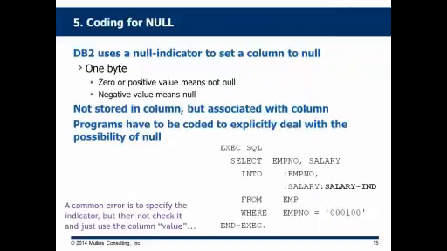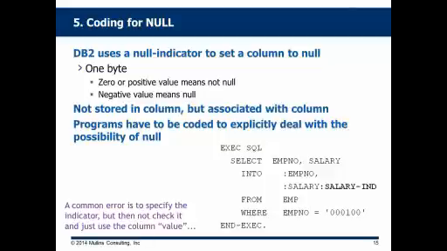Okay, for when you code for null, you have to realize all data types include the possibility of having a null set for them. This is done using a null indicator. It's 1 byte. 0 or positive means not null, whereas a negative value means null. This is not stored in the column, but is associated with the column and managed by DB2. A program has to be explicitly coded to deal with the possibility of null.